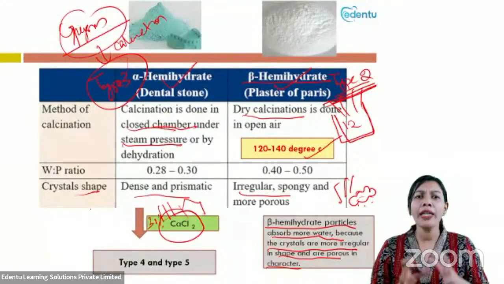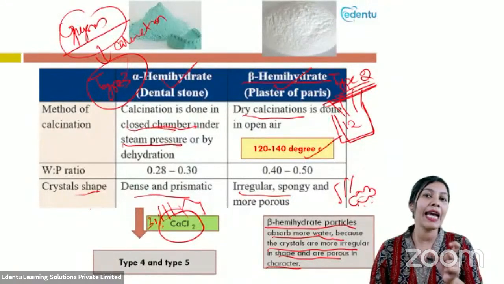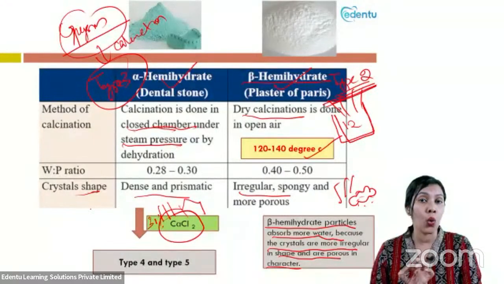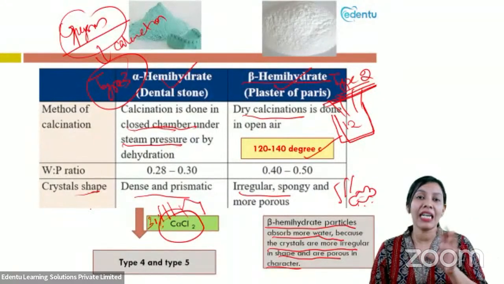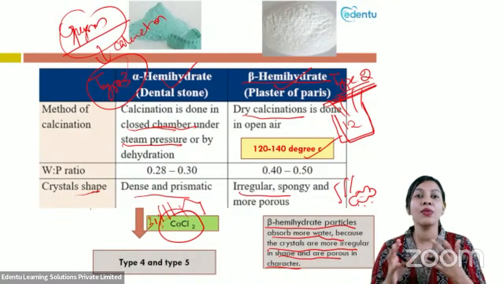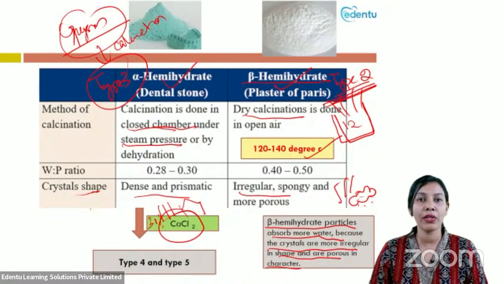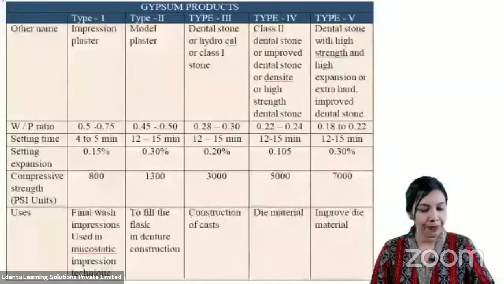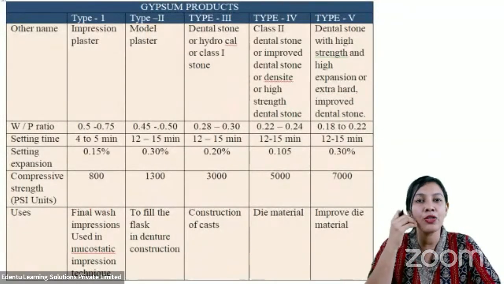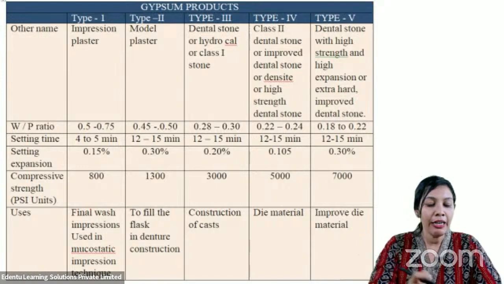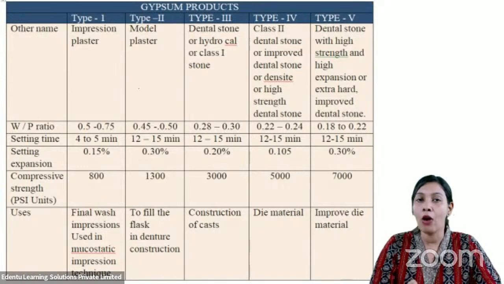You can see all the products of gypsum have the same formula, CaSO4.½H2O, but the production is different. One is dry calcination, one is wet calcination. The final type 4 and type 5 is formed by a new material, that is 30% of CaCl2 is added, which leads to the formation of type 4 and type 5 gypsum product. And this is a chart that you need to memorize when you go for an exam and also attend gypsum product questions.